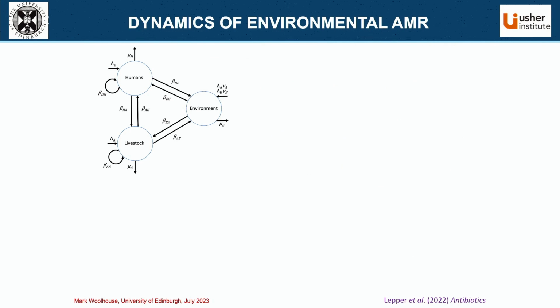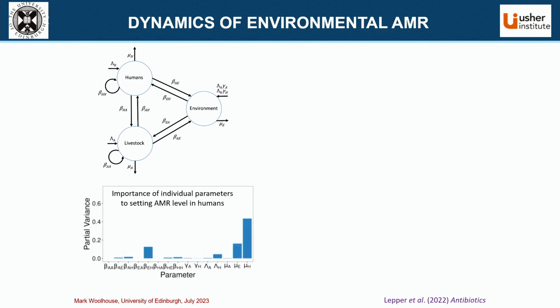One of the ways in my group that we explore these complicated systems, these ecosystems of AMR, is to write mathematical models. This is the simplest one we could possibly come up with, generated by one of my PhD students a couple of years ago, showing those three compartments and the way in which antimicrobial resistance might move between them.